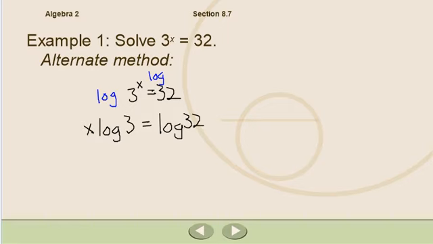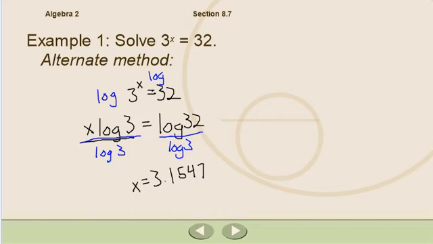And log of 3 is just a number, it's a constant, so we can divide both sides by log of 3. And actually we saw this expression earlier in the other method when we just did the change of base formula, log of 32 over the log of 3. And so we still get, obviously it should be the same thing, x equals 3.1547. So there's another method where we take the log of both sides, and sometimes that method is going to be helpful for solving equations.